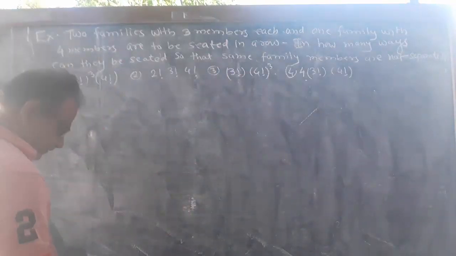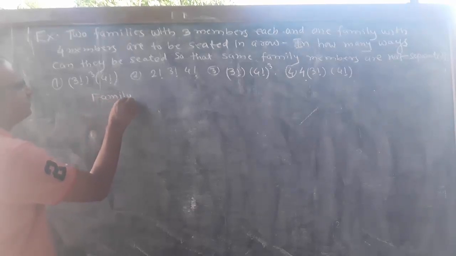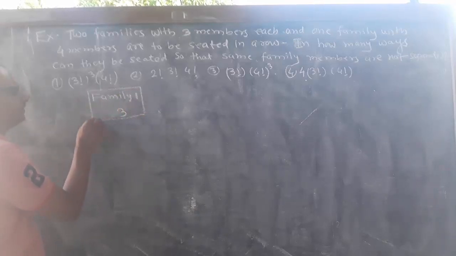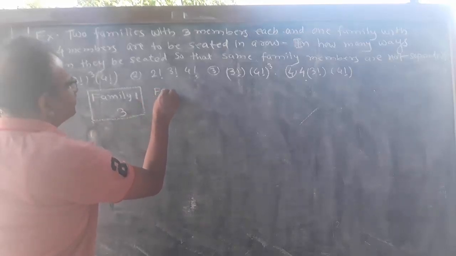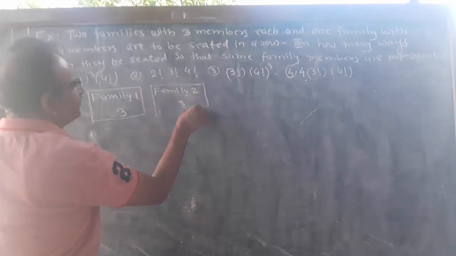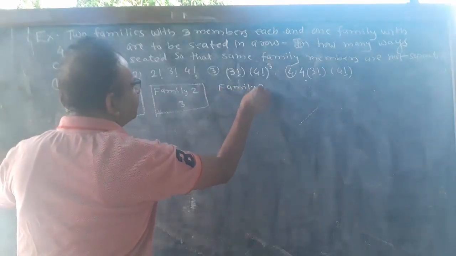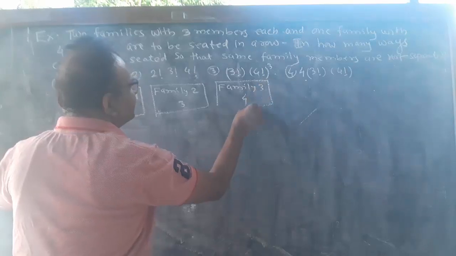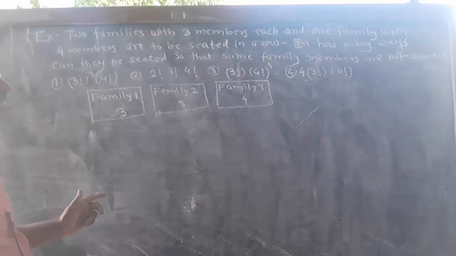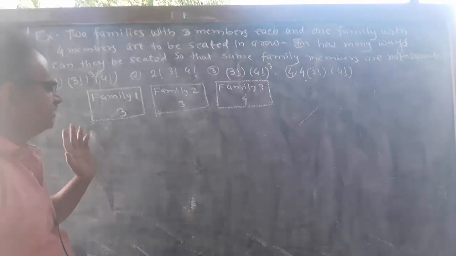Now, we are given that there are 3 families. Family 1 with 3 members, family 2, 3 members suppose, and family 3, 4 members. These are the 3 families. And these members are to be seated in a row so that same family members are not separated. That means families should not be separated.